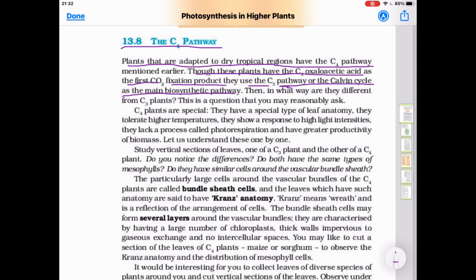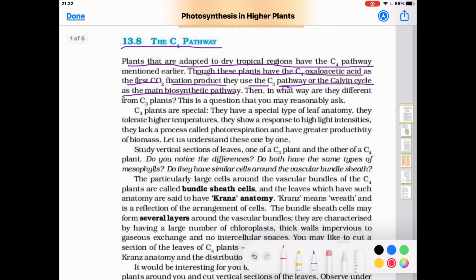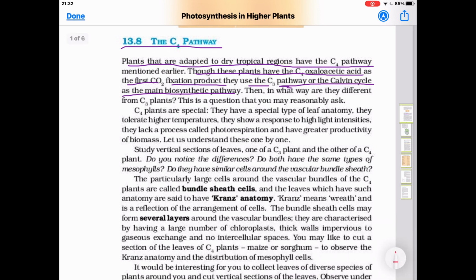C4 plants are special. They have a special type of leaf anatomy. They tolerate high temperature. They show a response to high light intensities. They lack a process called photorespiration. Photorespiration is a waste process. About this, we will study in the next topic. Photorespiration that occurs in C3 plants does not occur in C4 plants, and because photorespiration is absent in them, these plants give higher productivity of biomass.